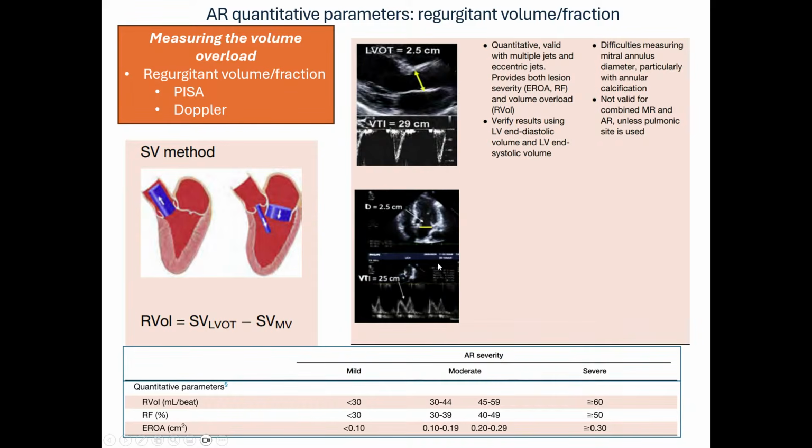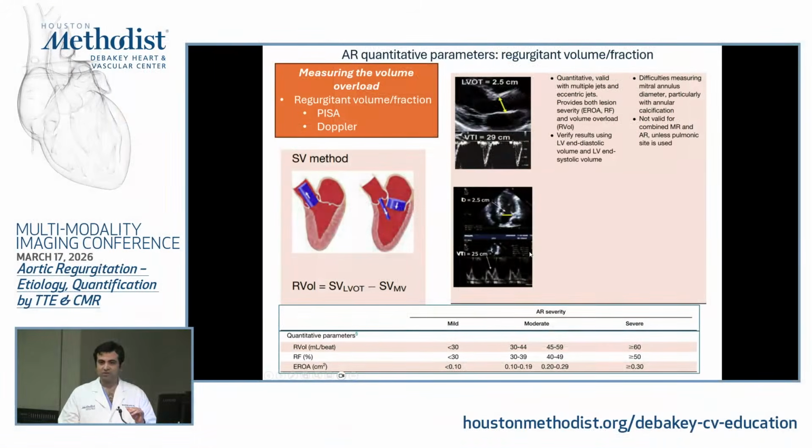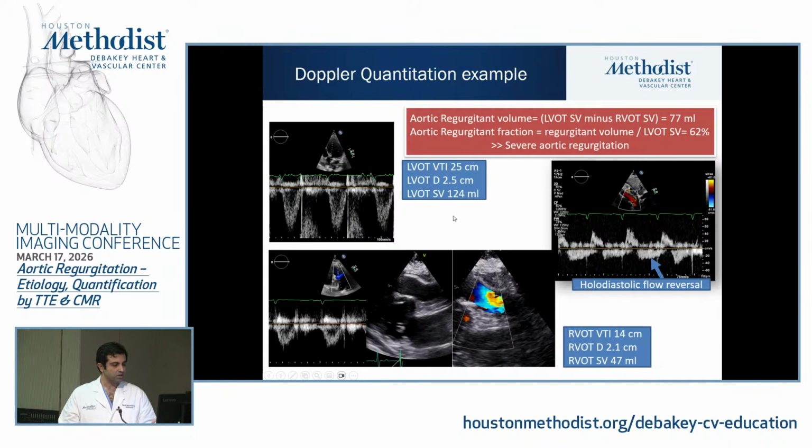Can you use this? Yes or no? Well, I'm hearing no. So if you have concomitant MR, flow here will be higher, right? So you can't really use this because it's confounded. And if you have a shunt, obviously you can't really use this. But if you have isolated AR, you can.